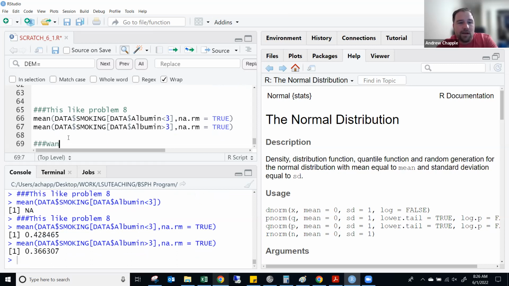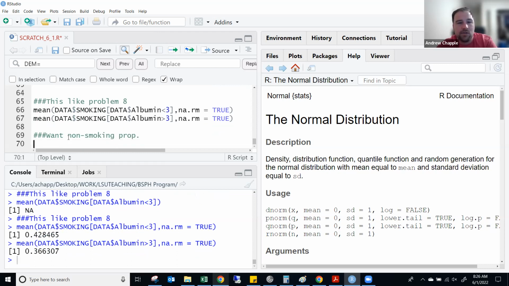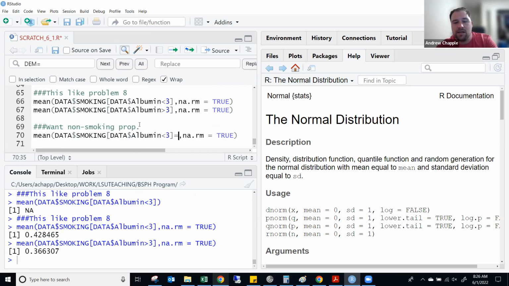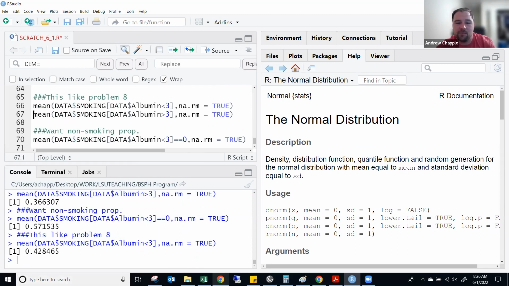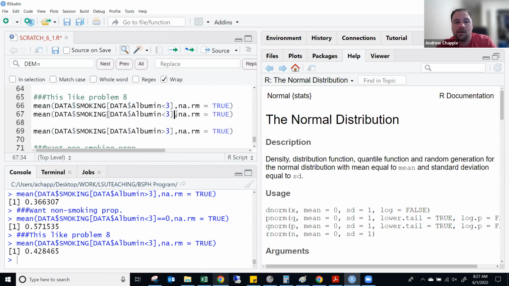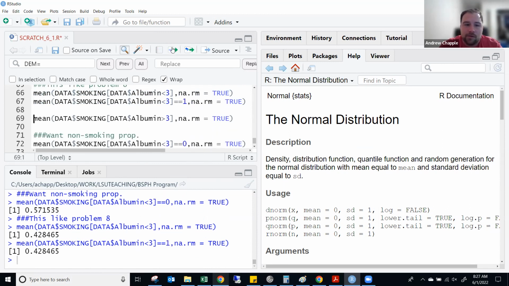Let's say I want non-smokers. Well, I can do that by just transforming these into an indicator of equal to 0. So that would be 57%. You can see that's the same, just the opposite of these two added up, 42 plus 57%. So that's what you're going to do with heart disease. Just to show you, this text here is totally equivalent to just turning this into another indicator like this. So you see these two are the same.